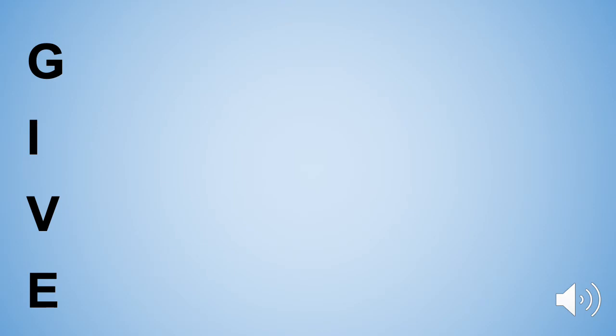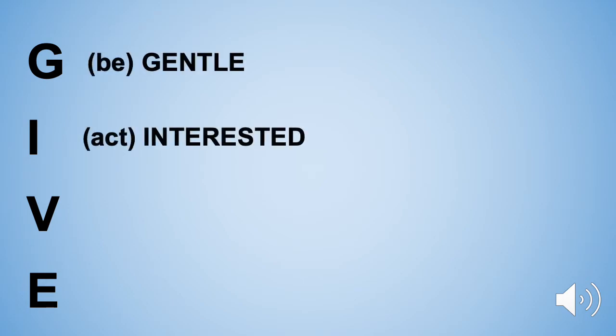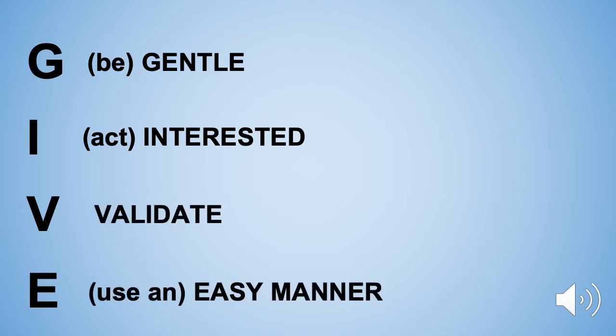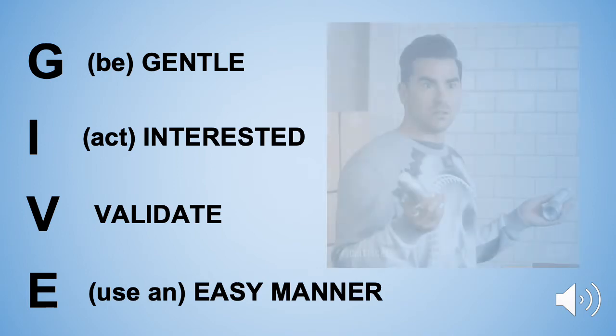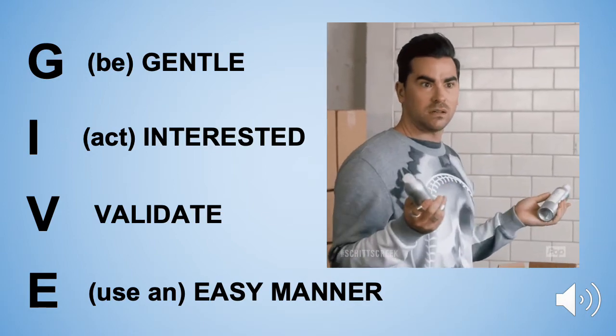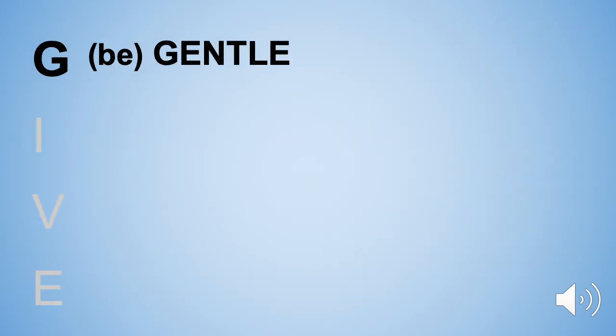So, how do we achieve relationship effectiveness? We do this through four skills that can be known as GIVE. And the acronym stands for being gentle, act interested, validate, and using an easy manner. So, using all four of these is how we achieve that objective. Make sense? All right, don't worry, David. We'll go into each of these a little bit more.